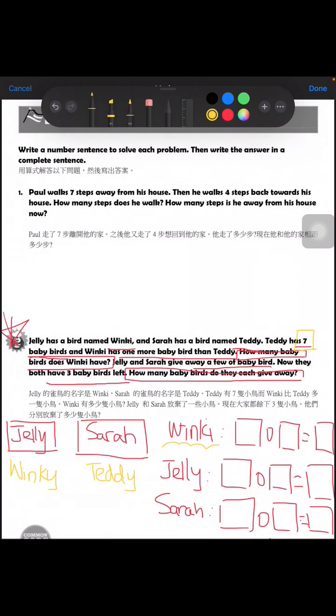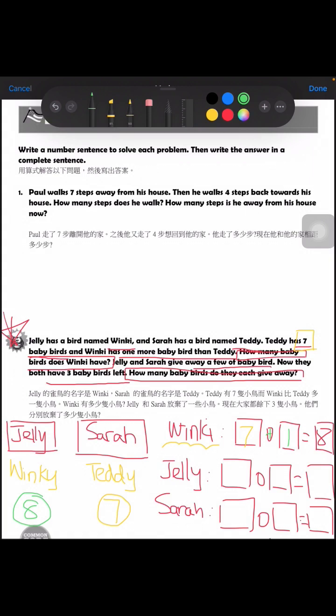Yes, 7 baby birds. And Winky has 1 more baby bird than Teddy. So how can we find the number of Winky? 7 and then 1 more, so we use plus. 7 plus 1 equals to how many birds? Right, 8 baby birds. So Winky has 8 baby birds and Teddy has 7.